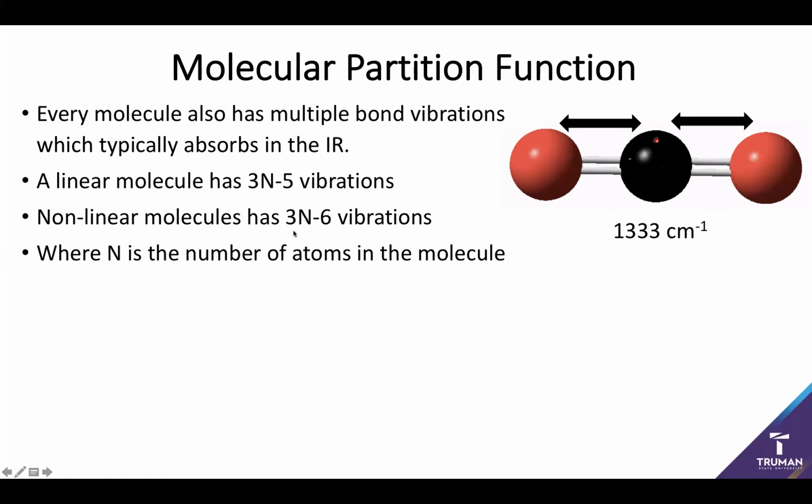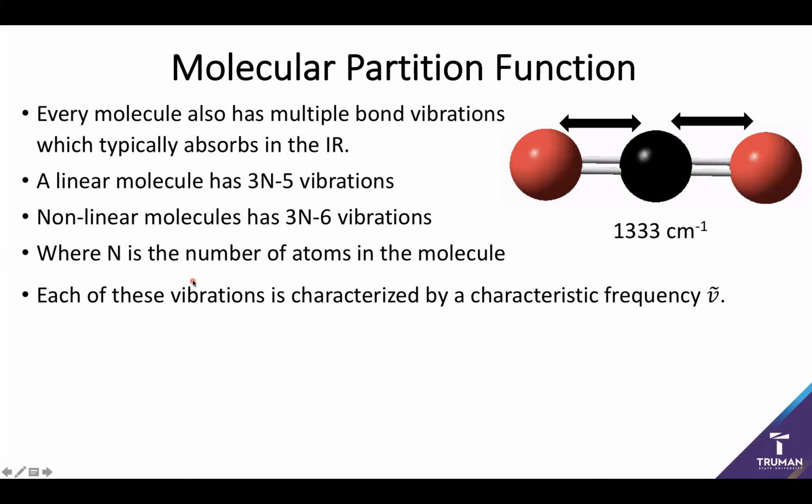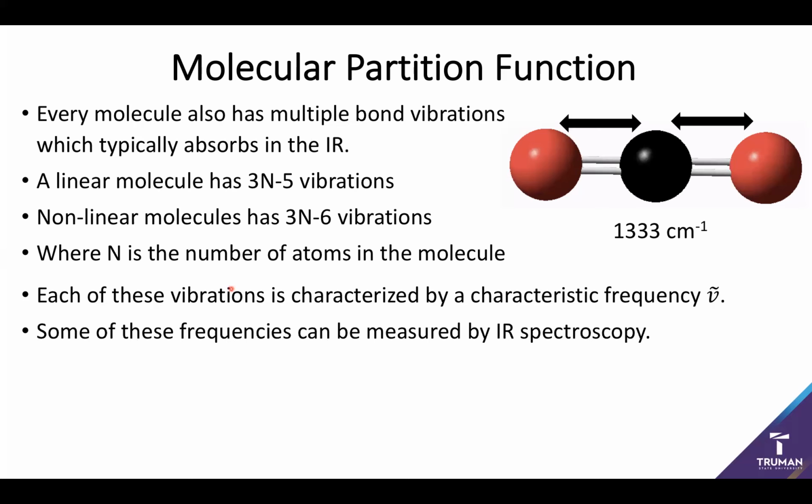So if you have a nonlinear molecule, you're going to have 3N minus 6 vibrations. So essentially one fewer vibration than for a linear molecule. One of the important things to note is that each of these vibrations is characterized by a characteristic frequency, v. So this characteristic frequency is usually what we're measuring with IR spectroscopy.